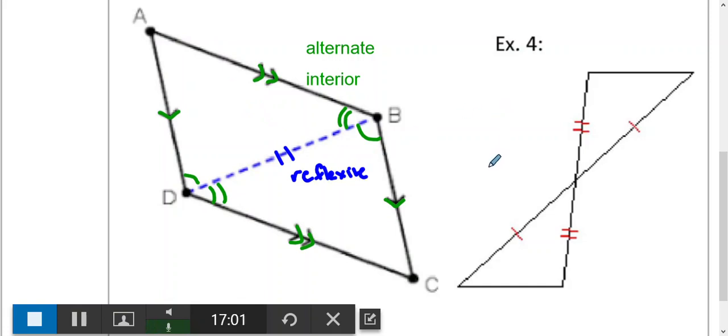Okay, let's look at the next diagram. We again have markings showing that some of our sides are congruent, and we could add that our angles are congruent because they're vertical.